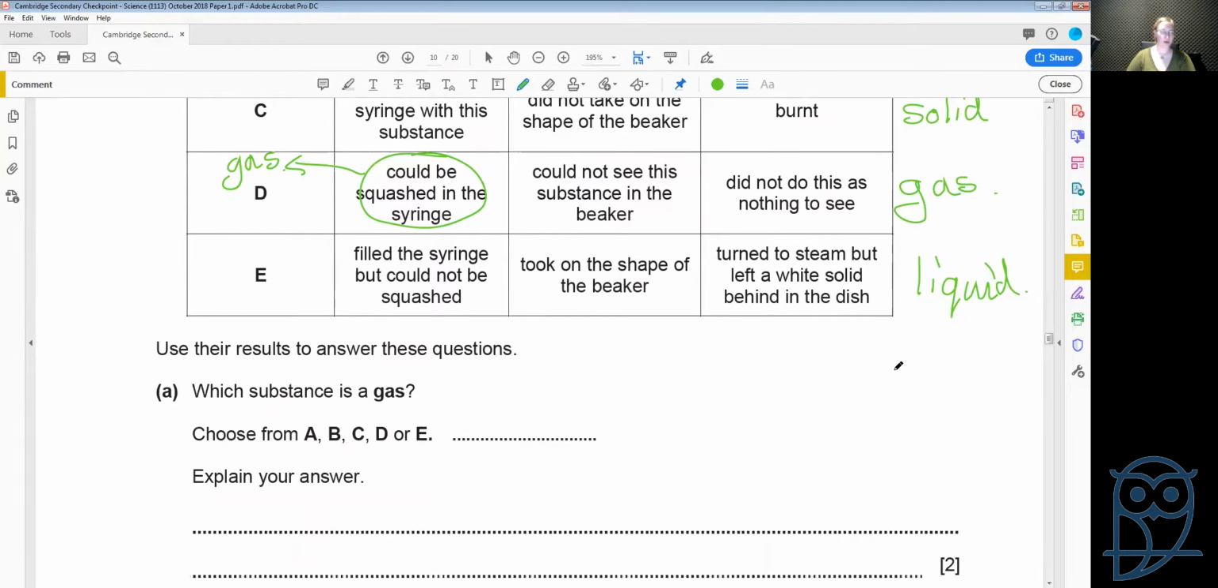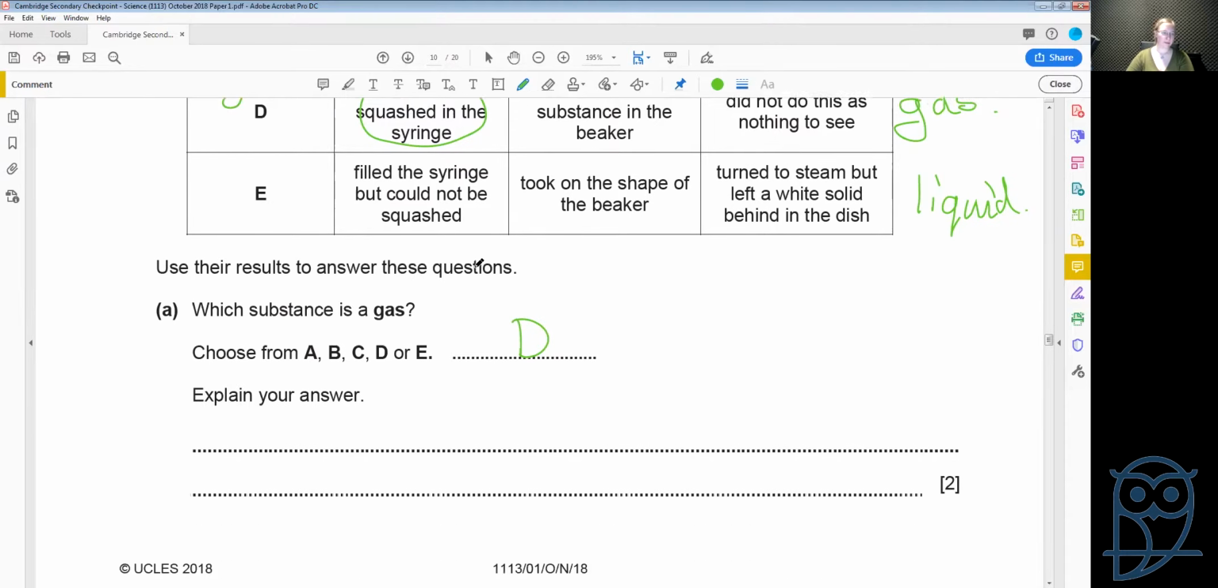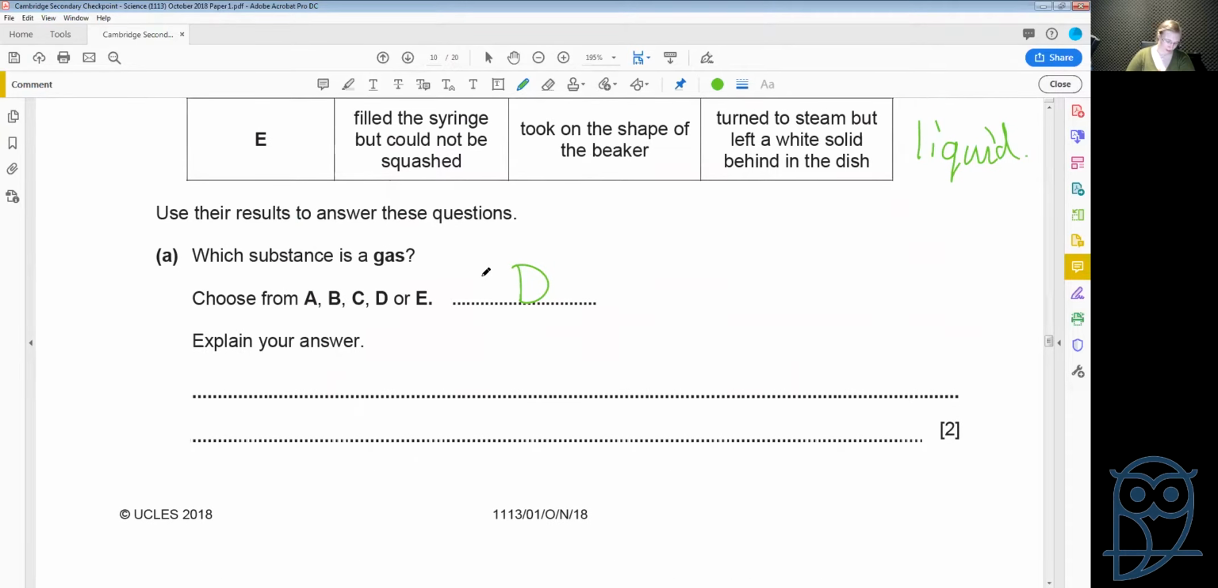So which result is a gas? Choose from A, B, C, D, or E. So number D over here was a gas, because it could be squashed in the syringe. Explain your answer. So gases are easily compressible, and therefore they can be squashed in a syringe. Liquids are not easily compressible and therefore can't be squashed.